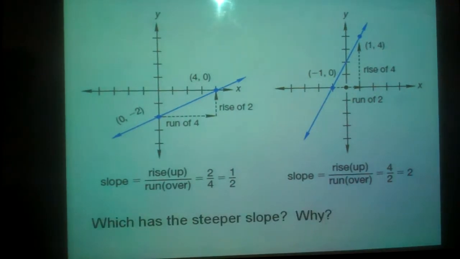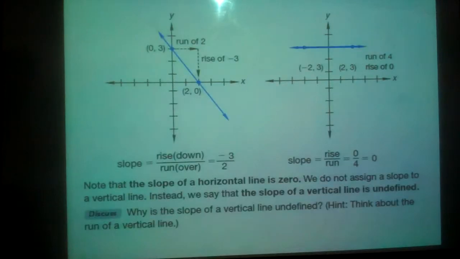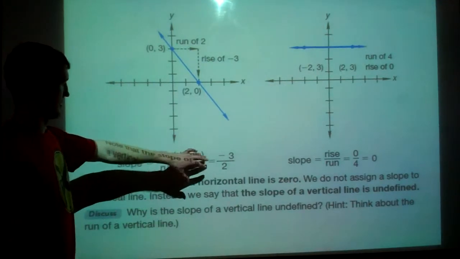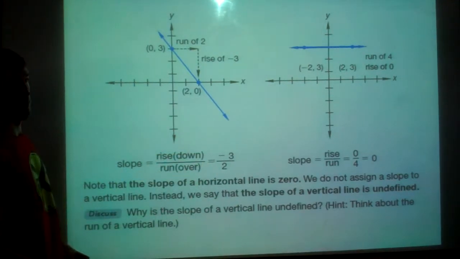And we already talked about which one has the steeper one and why. Okay, a couple other ones we need to point out. Here we have a downhill slope. We should expect a negative slope for this one. And they do give us the slope here. It's -3/2.